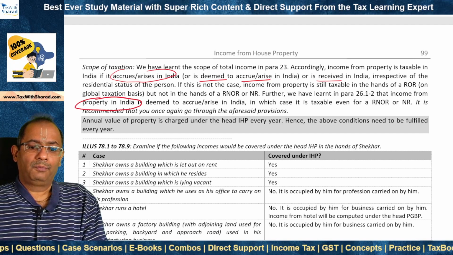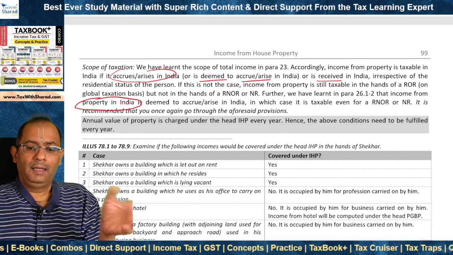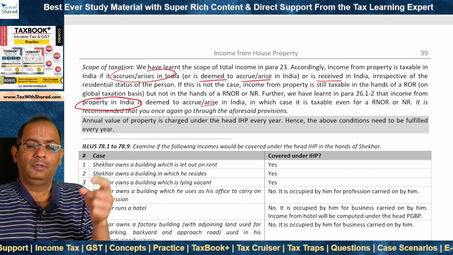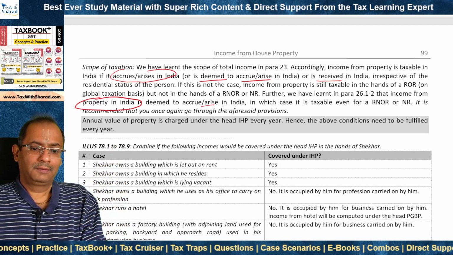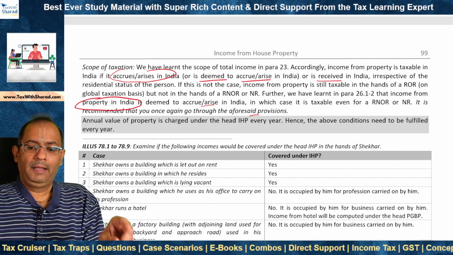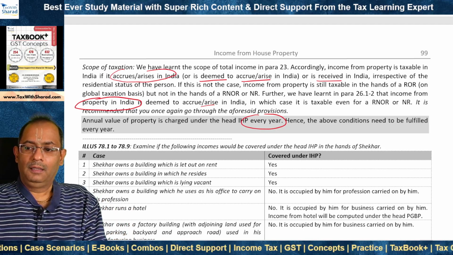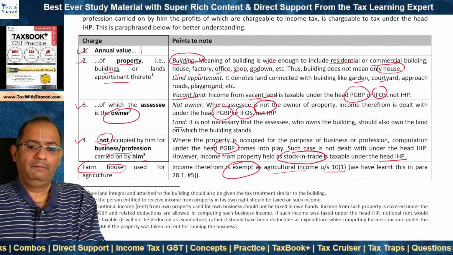Income from property in India. That means if the house property is situated in India, then income is deemed to accrue or arise in India, in which case the income from house property is taxable in the hands of all persons irrespective of their residential status. Now, annual value of a property is charged under the head every year, and it needs to be computed every year, and therefore the charging conditions under section 22 need to be fulfilled every year.